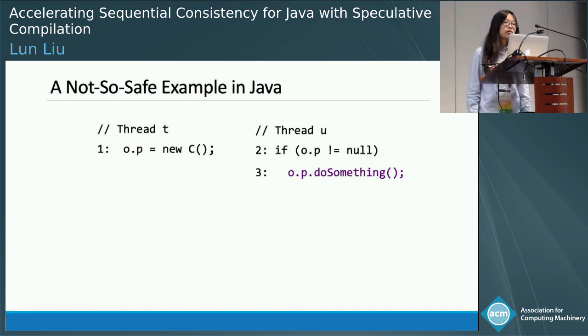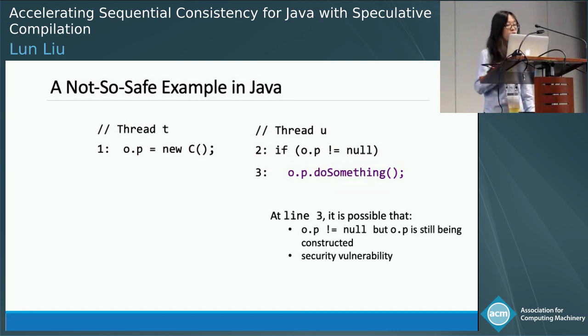At first look, this looks perfectly fine. Thread U here is first doing the necessary null check on the object to see if the object has finished initializing. And only after that, thread U will call the method of that object. However, under the current Java specification, this implementation is problematic because it is possible that when thread U is at 9.3, the object is still being constructed. In that case, thread U is seeing a partially constructed object, which is a security vulnerability.